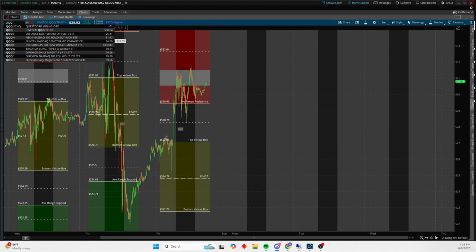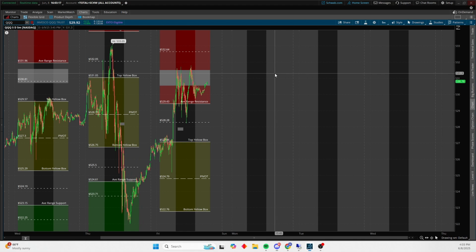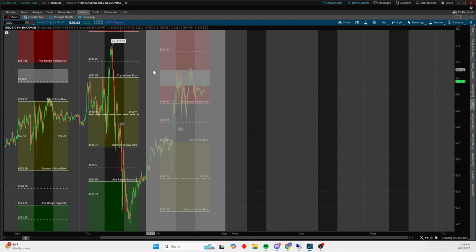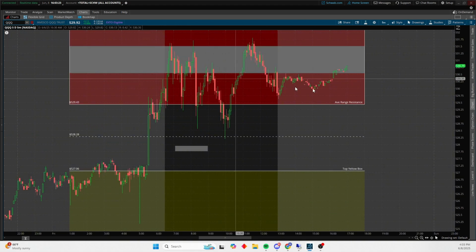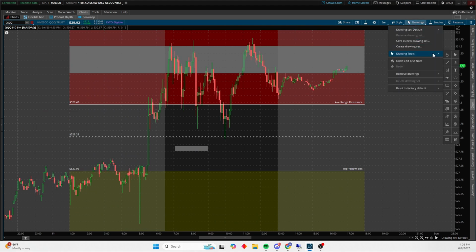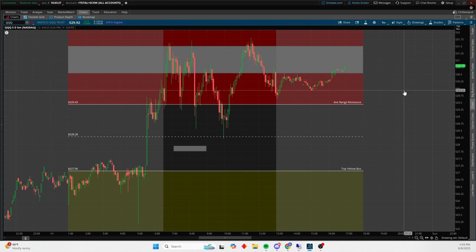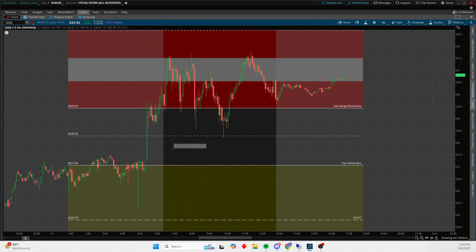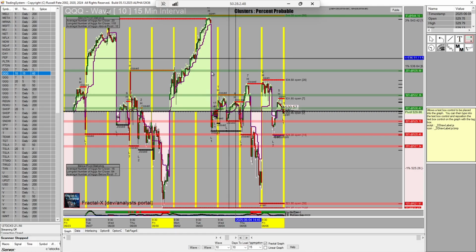Today we're going to be going over how we chart the gray box on Thinkorswim. It all comes from the fractals. It's been working very well. We started using it a lot more in 2025, and it's basically finding a bunch of stacked support or resistance across multiple fractal timeframes.